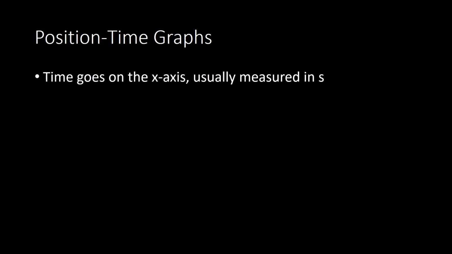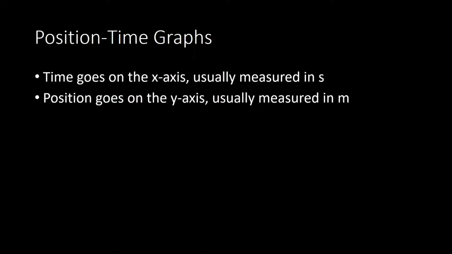And on a position time graph, time goes on the x-axis. It's usually going to be measured in seconds, but it could be minutes, hours, days, any unit of time. Position will go on the y-axis. It's usually measured in meters, but again can be in centimeters, kilometers, any measurement of distance or position or displacement.